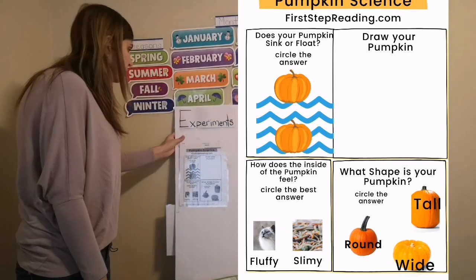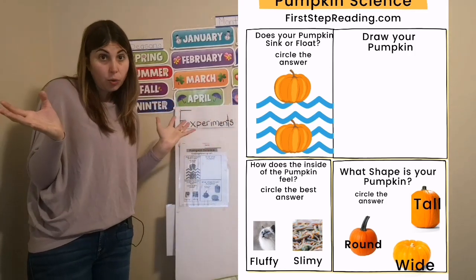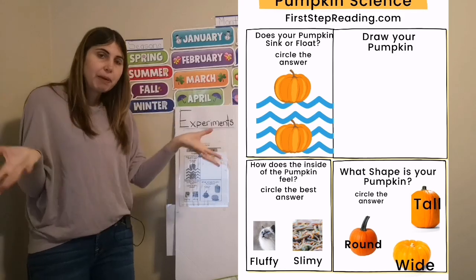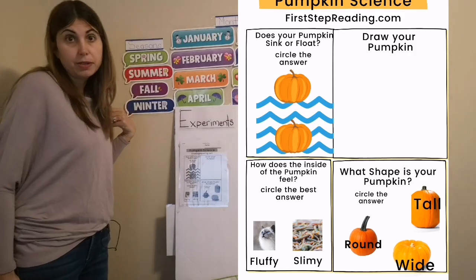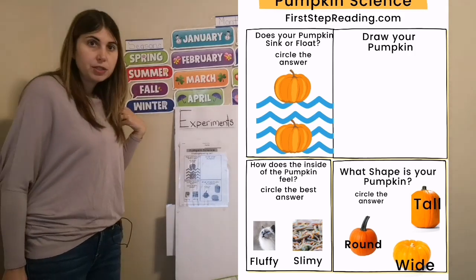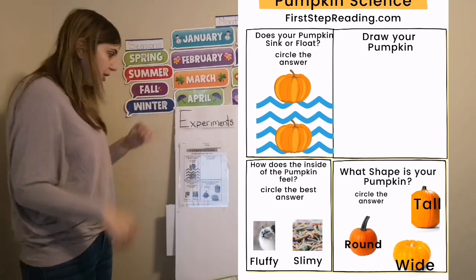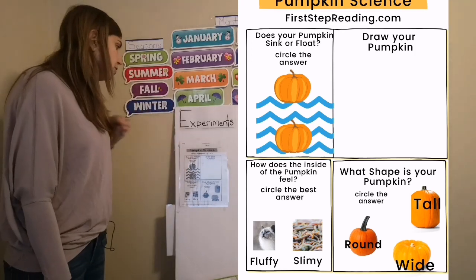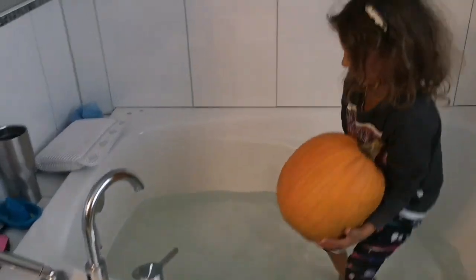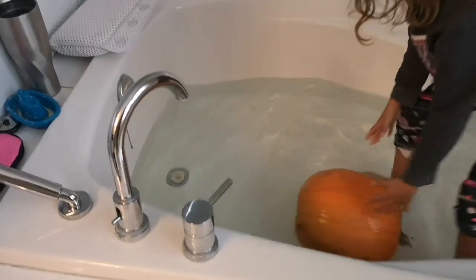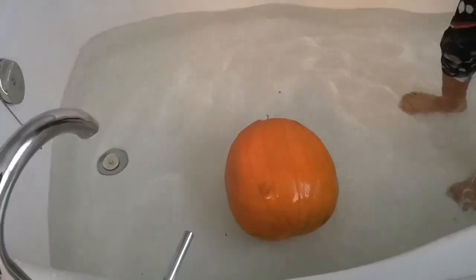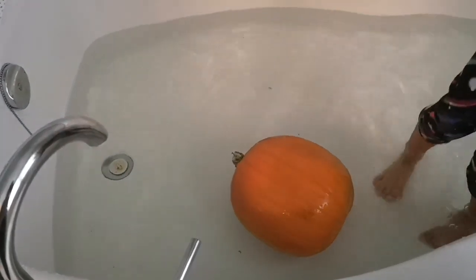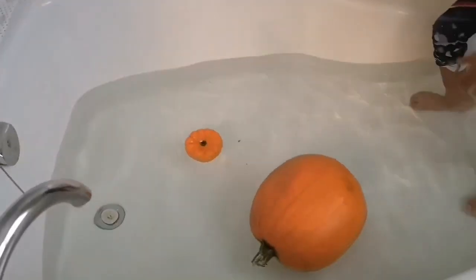So you could take a pumpkin if you have one at home. If your adult says, you fill up a bathtub with water and see, does your pumpkin sink or float? And I'm going to do this for you with my daughter later so you can also see. Do you think it's going to sink or float? Float. Oh, wow, float nicely. It's like a boat. It's floating around. Okay, let's try the little one. It really floats. Wow.